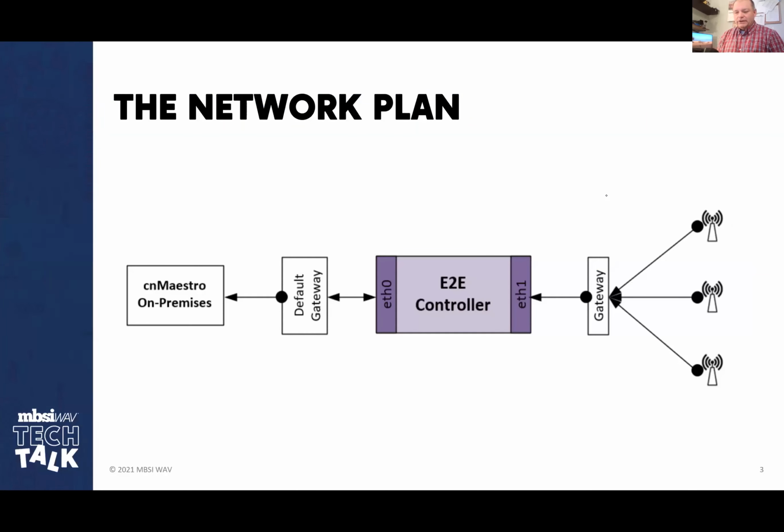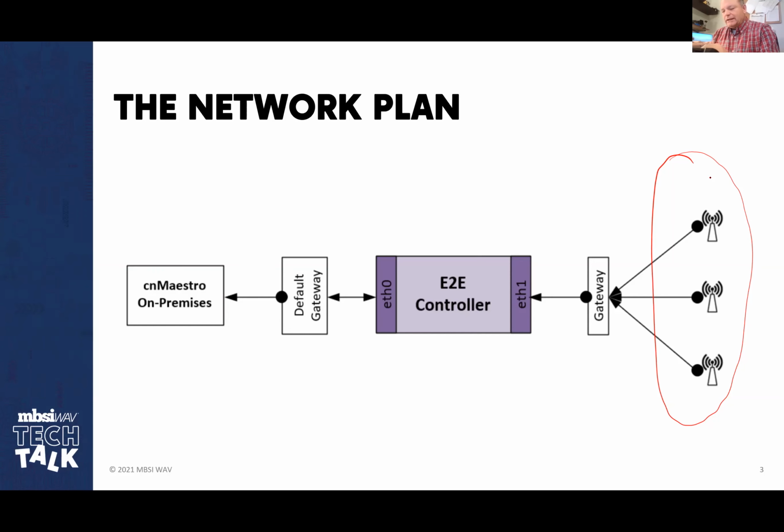All right, so here's our network plan. A couple of changes from this. This is the reference network design that Cambium are suggesting with the external E2E controller. So over here on the right hand side, there we have our DNs and CNs. It signifies our RF network.